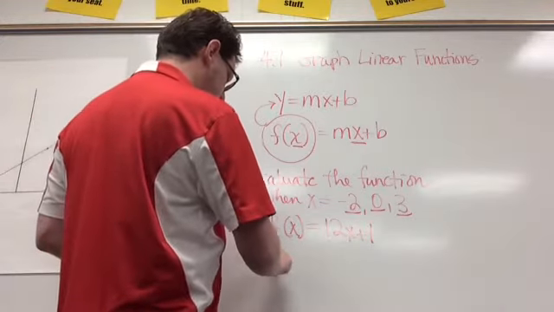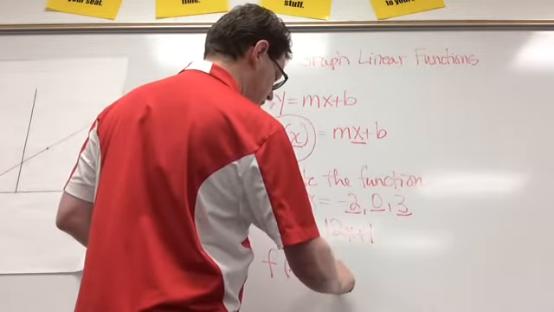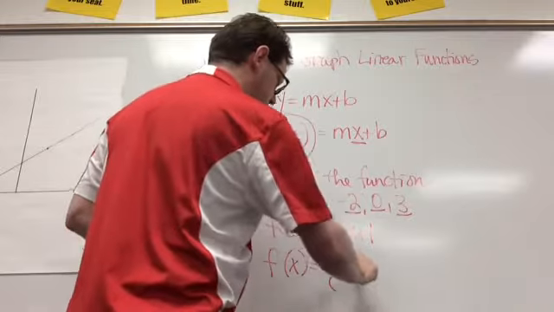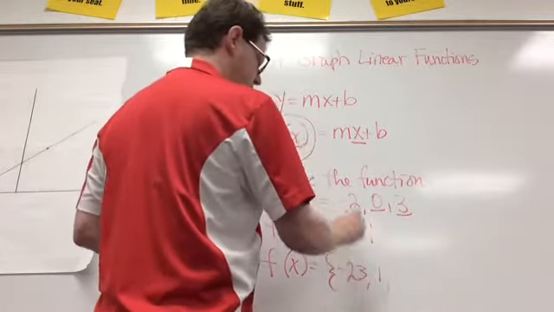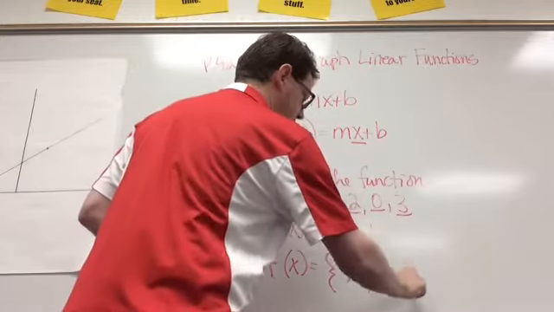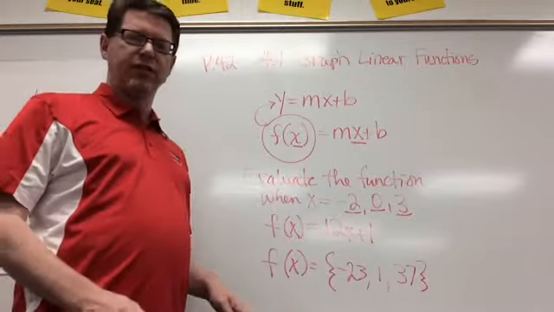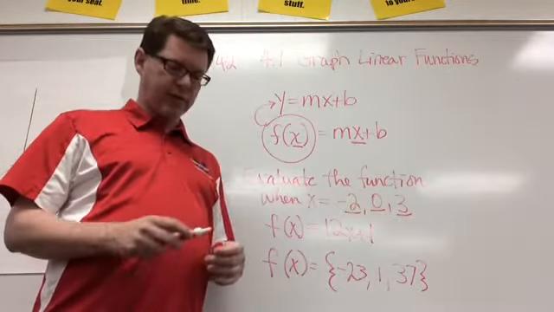So then the answer would be in function notation, the f of x equals, and then you put it in set notation. 12 times -2 is -24 plus 1 is -23. 12 times 0 is 0 plus 1 is 1. And 12 times 3 is 36 plus 1 is 37. So that would be the value of my function based on x equaling -2, 0, and 3.